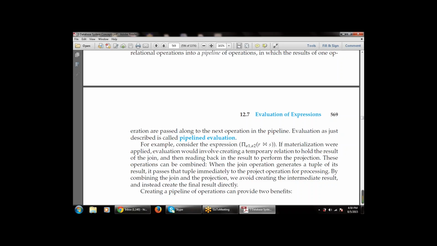For example, consider this expression. If materialization were applied, evaluation would involve creating a temporary relation to hold the result of the join, then reading back in the result to perform the projection. So whenever we create the pipelining, that will be used.